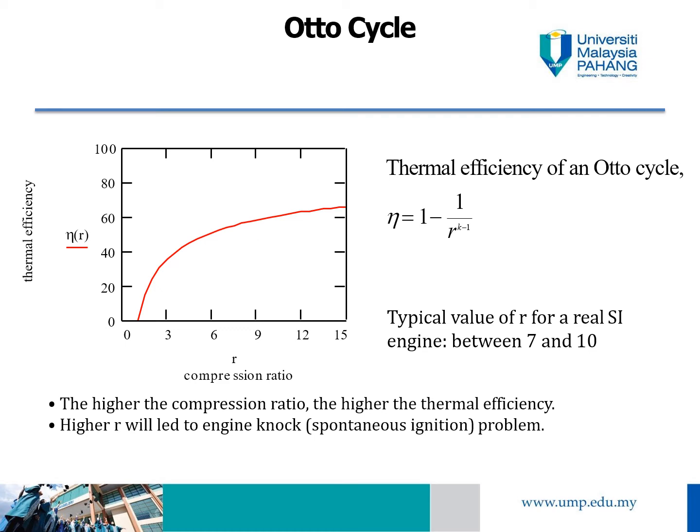Efficiency equals 1 minus 1 over the compression ratio to the power of k minus 1. Normally for SI engines, the thermal efficiency is between 7 and 10. Okay, and if you look at the compression ratios, generally a car is around 40, or in this case they're showing 60, but I don't think it will go to 60.